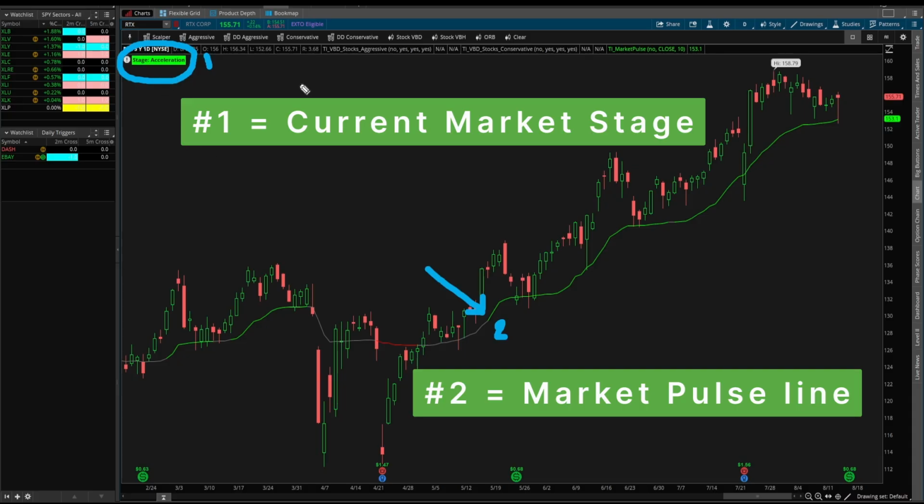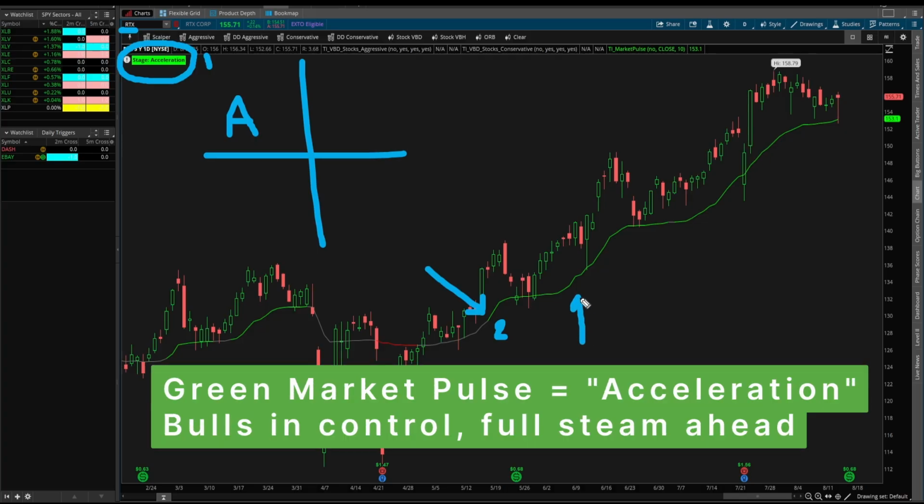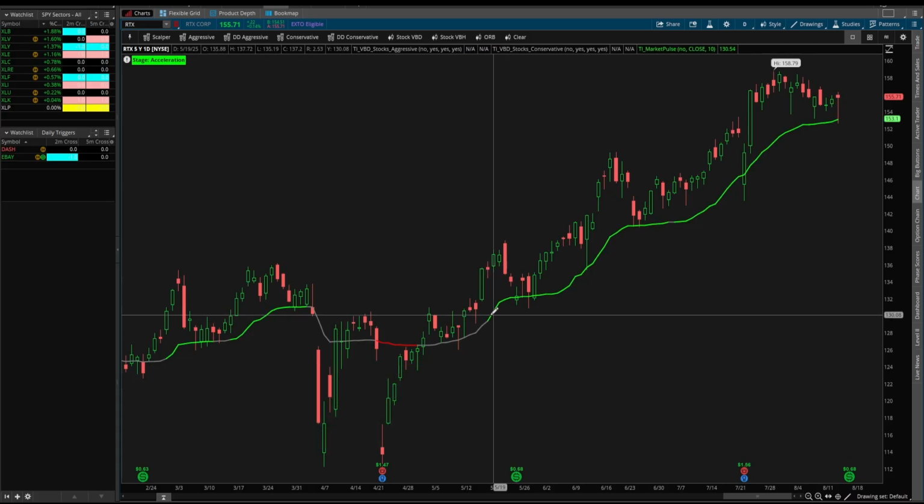The label very clearly tells you which one of the four market stages we're in. So inside of Raytheon, for example, it's very clearly telling us we're in this market stage of acceleration. That's where the bulls are in control, and you'll see the market pulse line is green when we're in the stage of acceleration. It's also easy to tell how long we've been in this stage of acceleration. That's been ever since the line turned green back in May of this year.